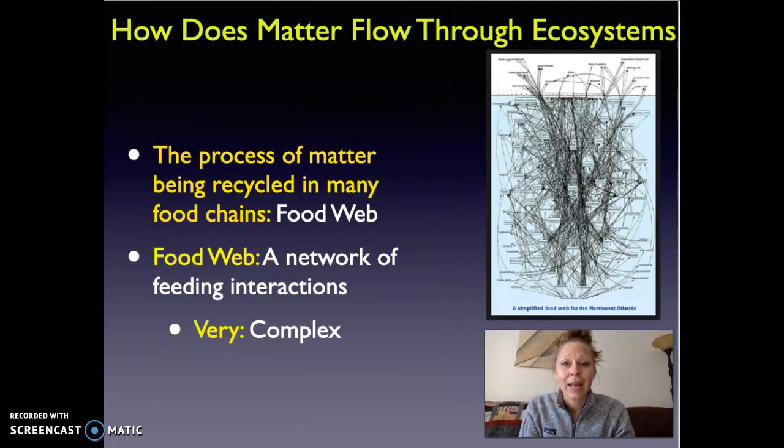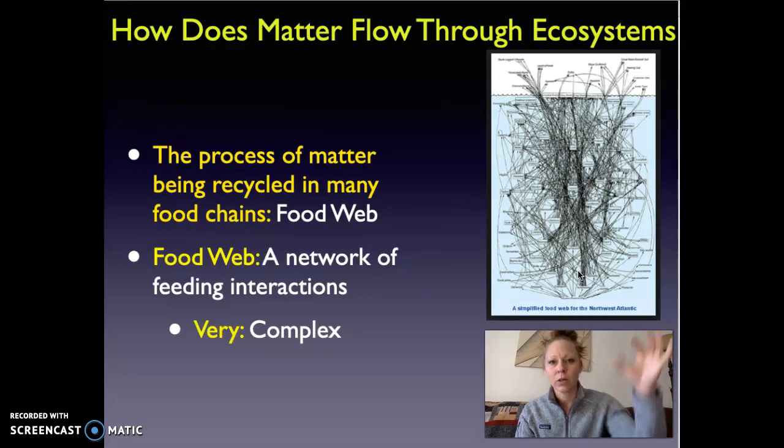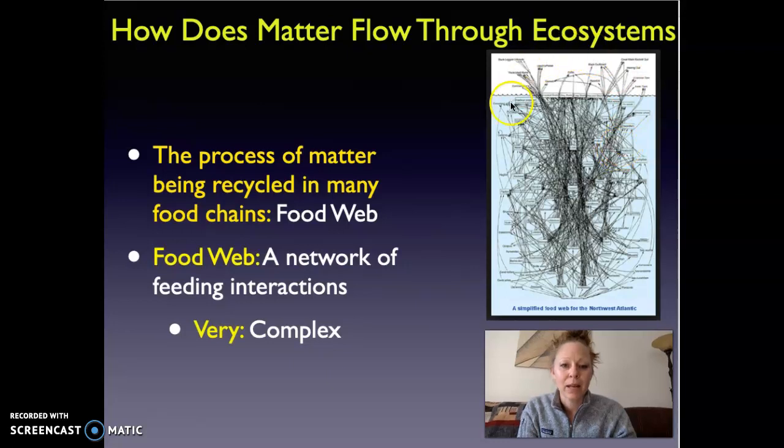So now we're looking at a food web. This is a whole bunch of food chains put together, and they're a lot more complex. I'm sure you are picturing a food web with like 10 or 15 different organisms where you can see the little lines that connect them. The ones that you're thinking of are very basic. This is actually a simplified food web for the Northwest Atlantic. Food webs are very important to show how things are interconnected.